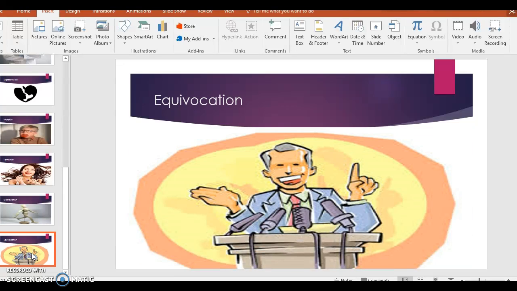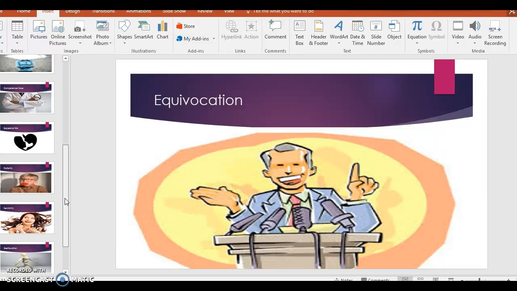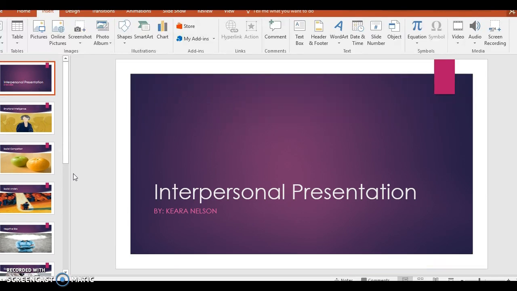Our last term is equivocation. Equivocation is a form of deception. It involves avoiding answering a question by answering it in a vague manner. This is something that I do a lot to avoid confrontational situations. And I use the picture of a politician because politicians are known for doing this. They avoid questions by bringing up different subjects, which makes it seem like the question is answered, but it's really not. And that is my presentation for interpersonal communication.